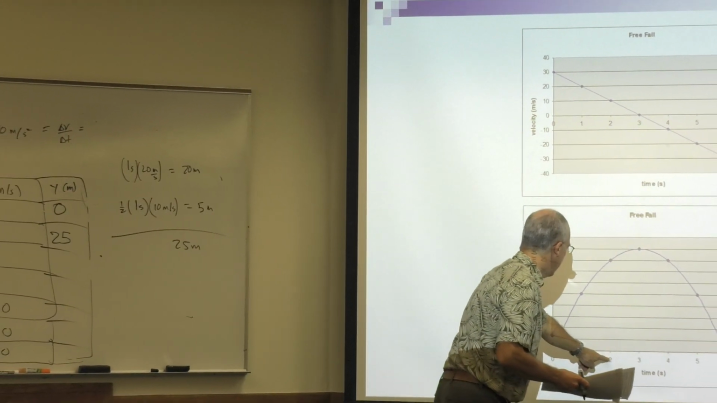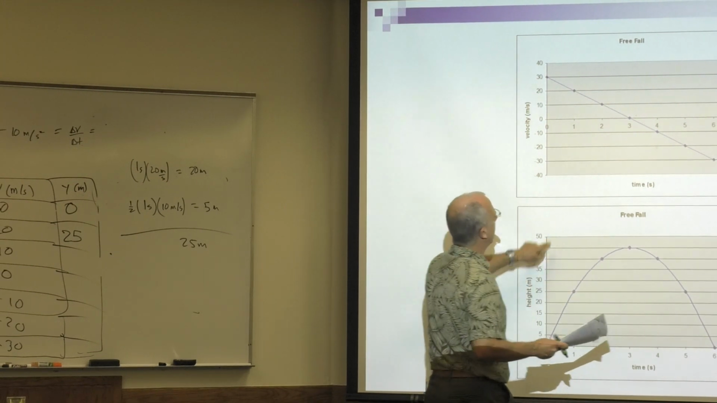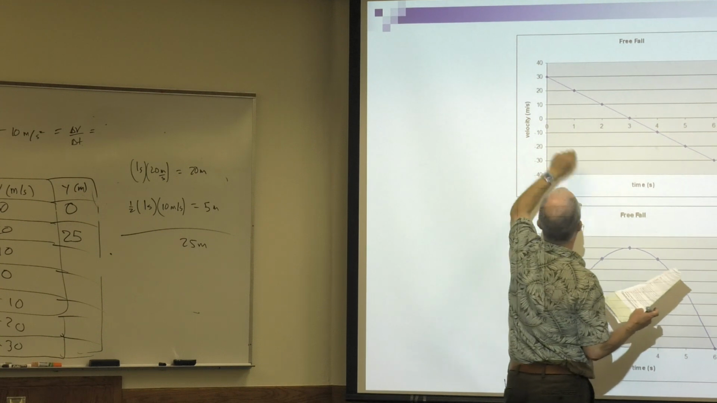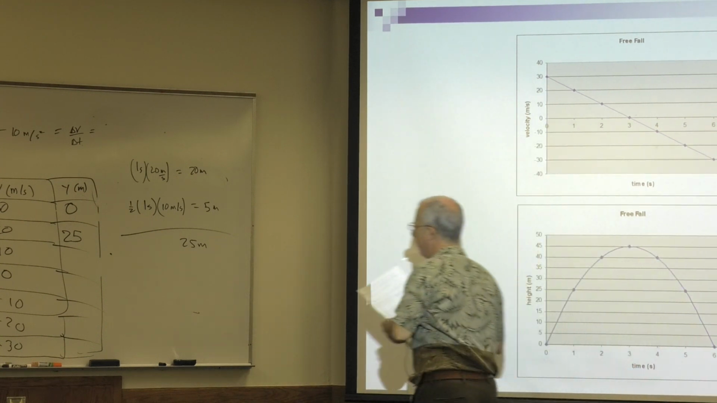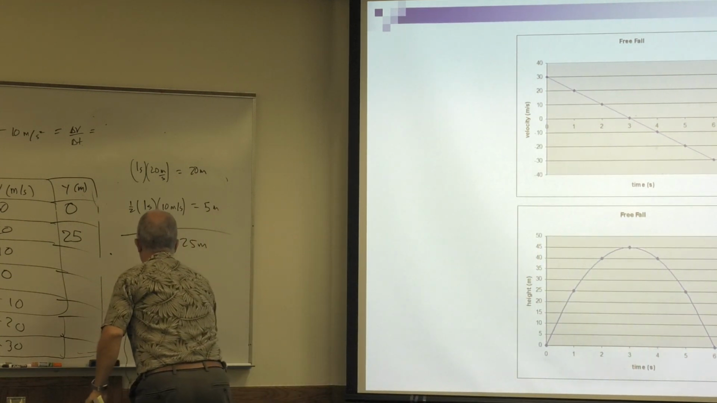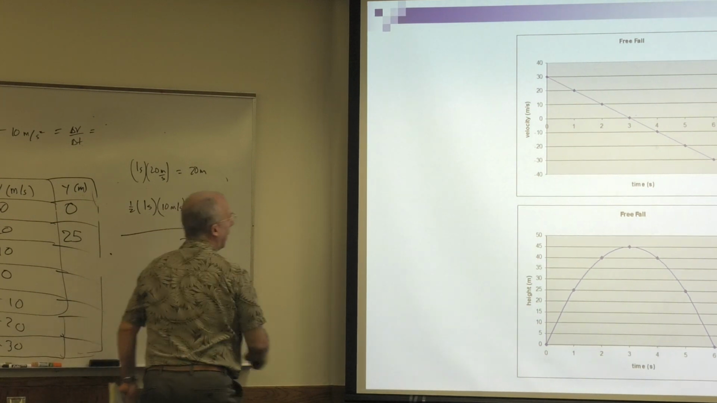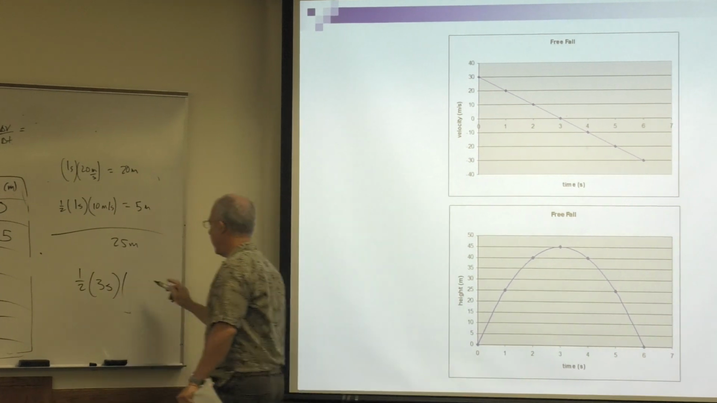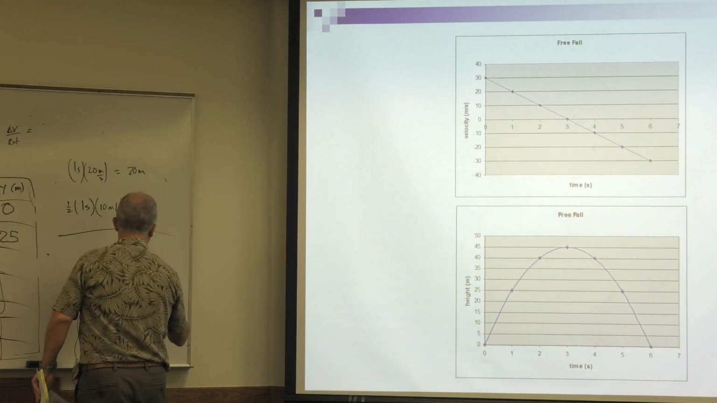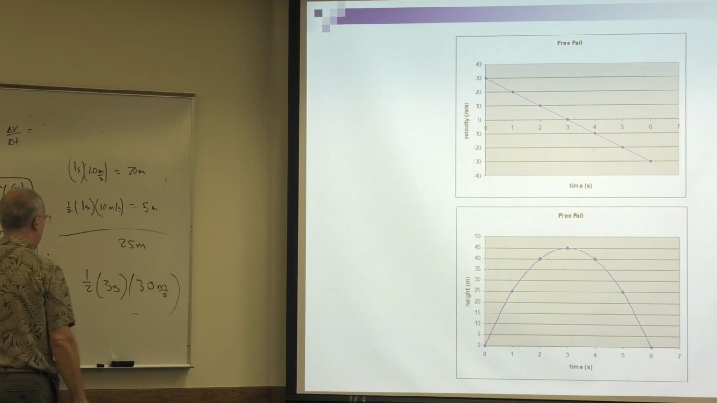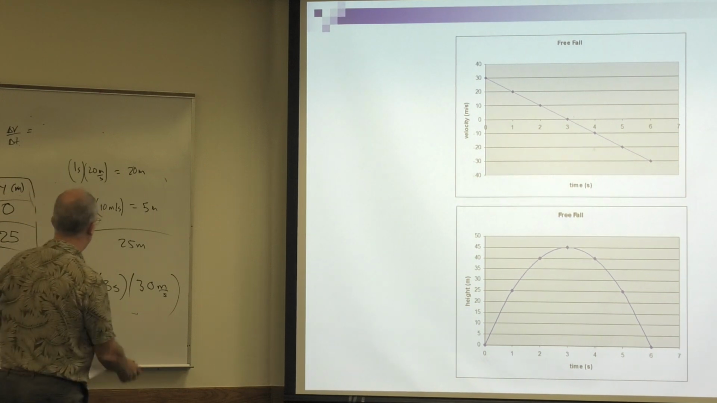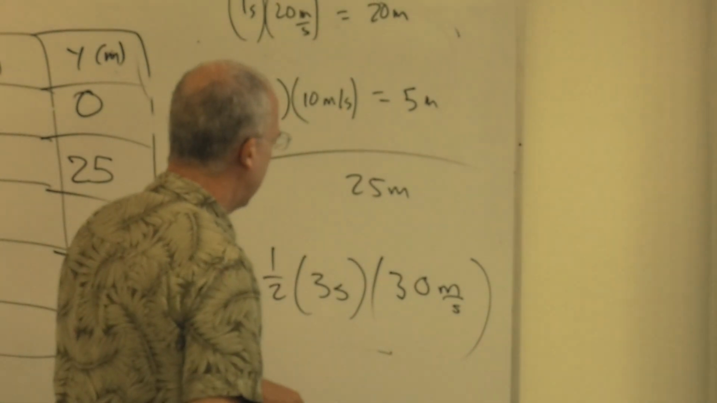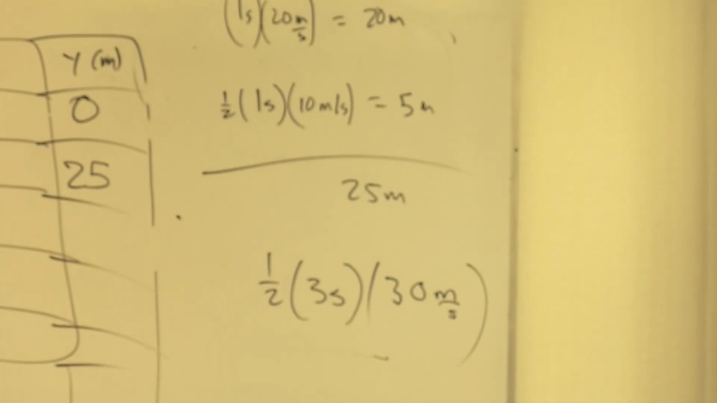At 2 seconds, you should have 40. For 3 seconds, it's easy, right? Just this big triangle. So it's half, base is 3 seconds, height is 30 meters per second. So 45, that's 45 meters, because 3 times 30 is 90, half of 90 is 45. And so at 3 seconds, that's 45.